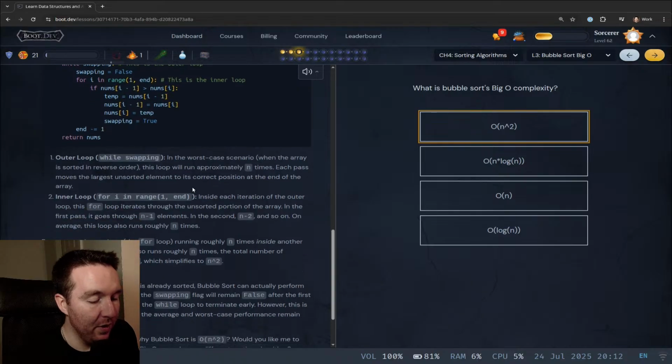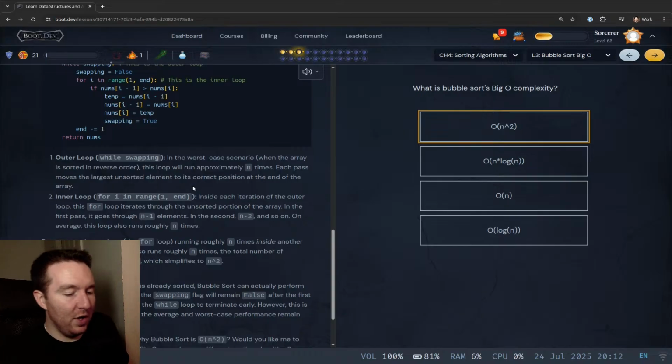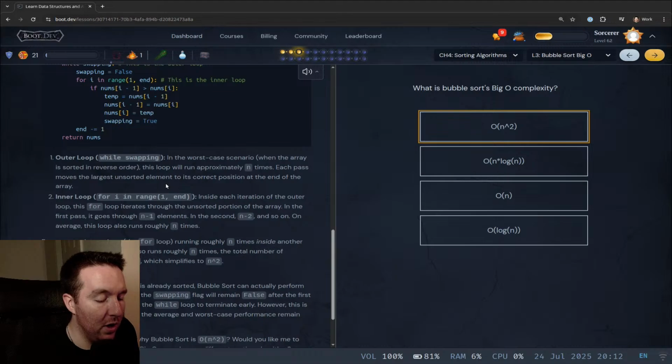So, outer loop, while swapping in the worst case scenario, when the array is sorted in reverse order, this loop will run approximately n times. Each pass moves the largest unsorted element to its correct position at the end of the array. Inside each iteration of the outer loop, this for loop iterates through the unsorted portion of the array. In the first pass, it goes through n-1 elements, in the second n-2, and so on. While on average, this loop also runs roughly n times.